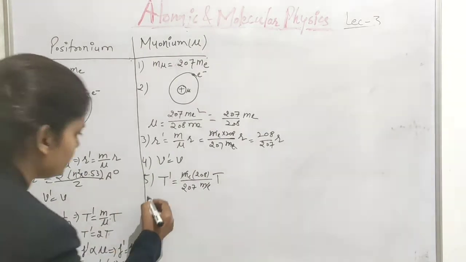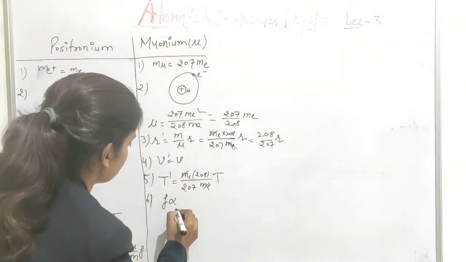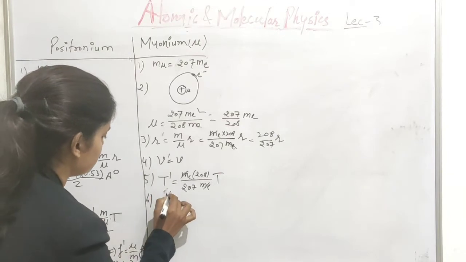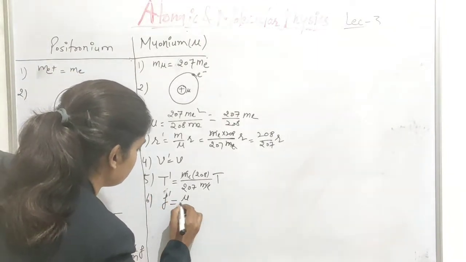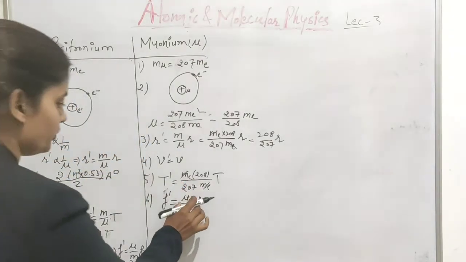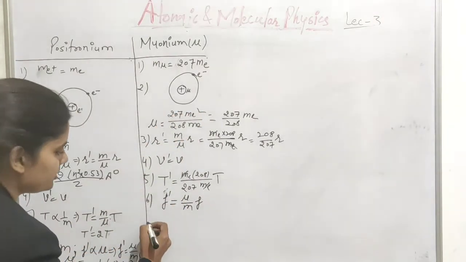Next we will see on frequency. So you can find frequencies, the new frequency is mu over m into its original frequency. So we can put the value of mu here. So you can solve this.